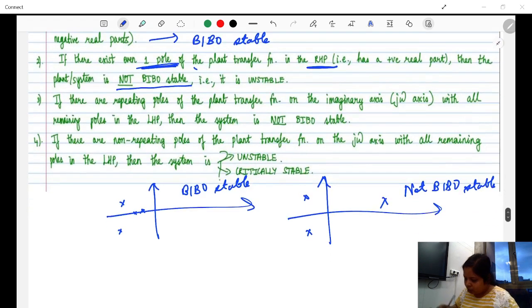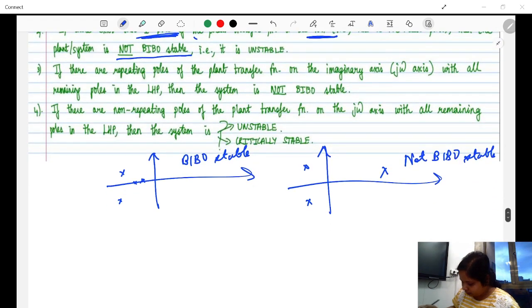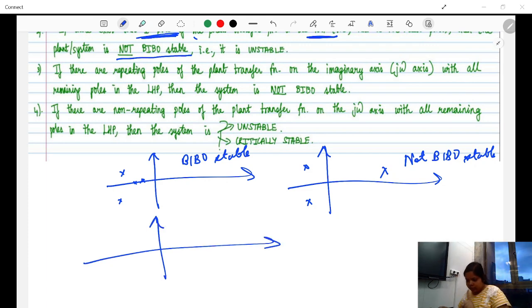Now the third point is, if there are repeating poles on the imaginary axis, repeating poles means, let's say two poles are at s is equal to 0, that is, there are two poles there. So this is not BIBO stable. So there should not be repeating poles on the imaginary axis.